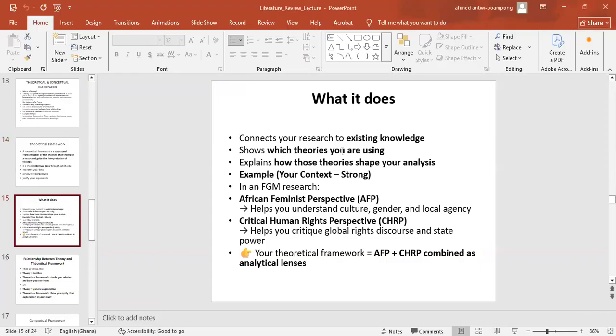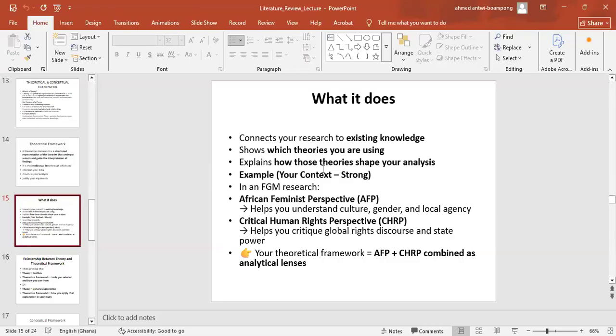All right. So what does it do? You said it helps to connect your research to existing knowledge. It shows you which theories you are using, and that is the theoretical framework. It helps explain how those theories shape your analysis.